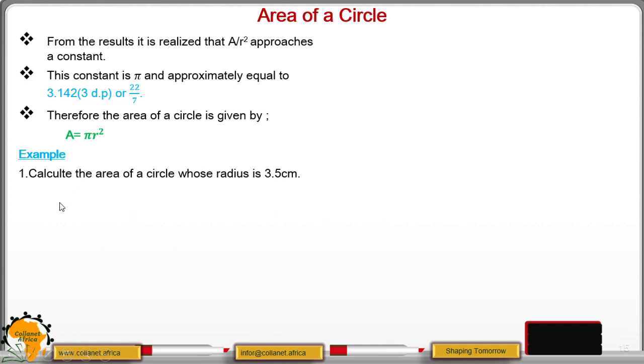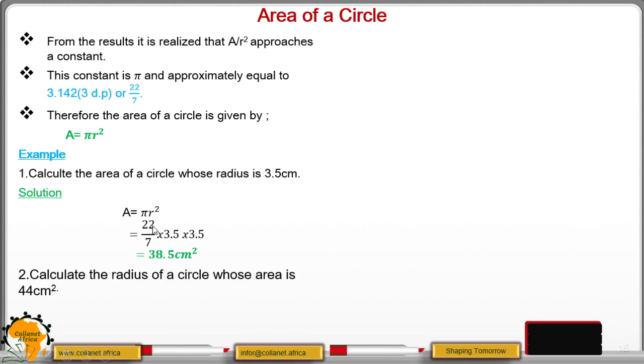So we can look at an example. Calculate the area of a circle whose radius is 3.5 centimeter. So we proceed as follows. We have our formula. We substitute the values, that is 22/7 times the radius squared. So by so doing, you get that the value of the area will be 38.5 square centimeter. Make sure that you multiply. You can cancel this, you get 0.5, then you multiply 22 times 0.5 times 3.5. You will get the same value, 38.5 square centimeter.